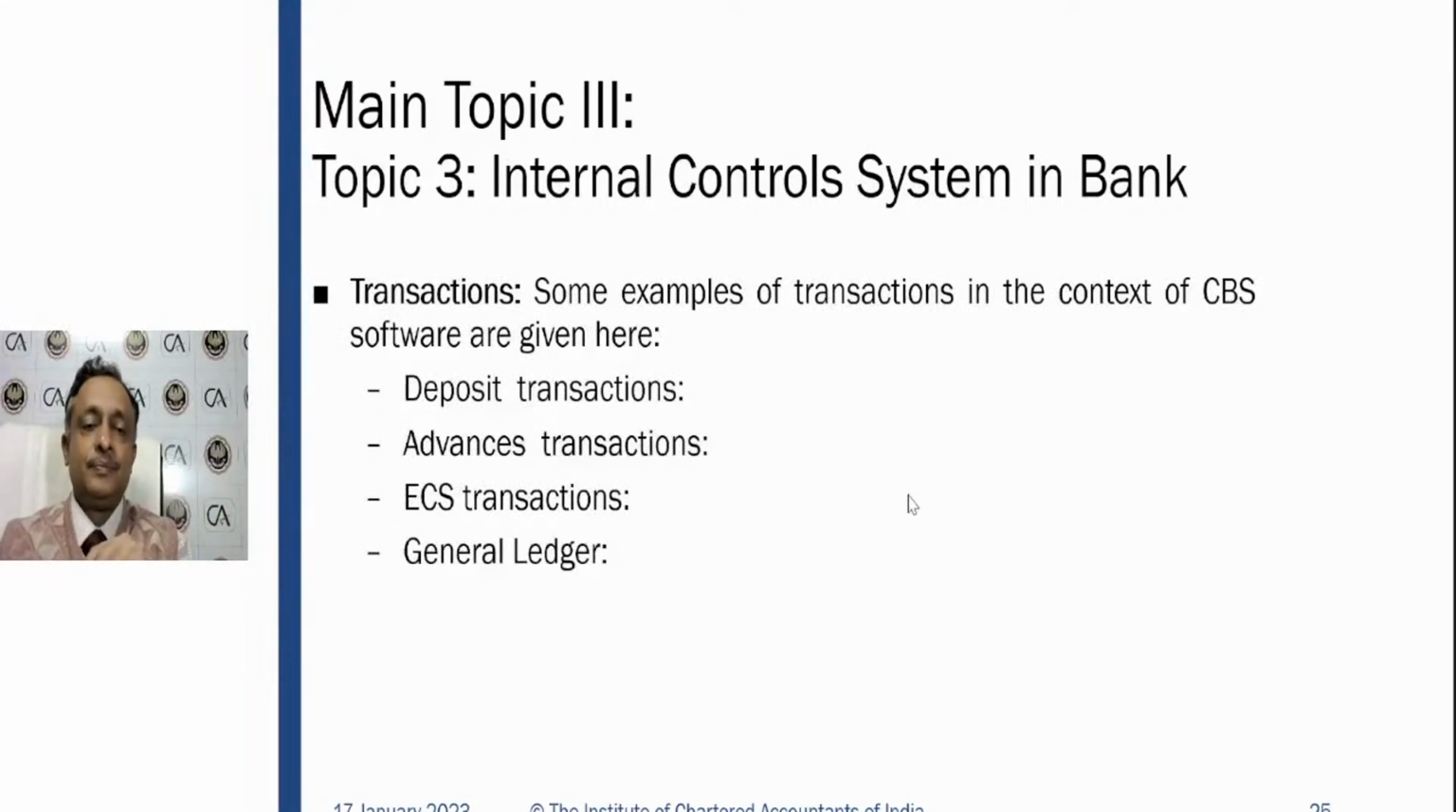Then transactions. Some examples of transactions in the context of a core banking system include deposit, advances, ECS, the credit transaction, the general ledger, and what nature of transactions are going to be processed. So you define those transactions in this.